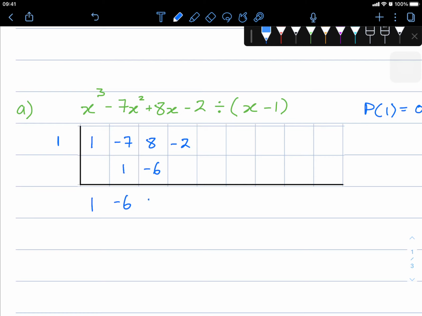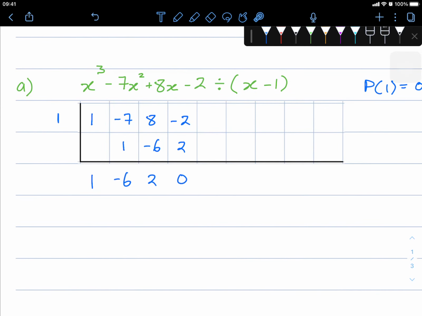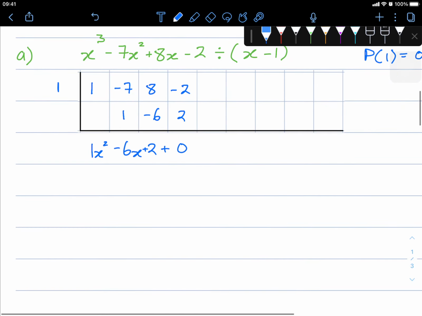That should be positive 2, multiplying, and the remainder of 0. And now, as before, since this is to the power of 3, our division will have one less degree. So x squared minus 6x plus 2 plus 0 over x minus 1. But we don't need to write that because 0 divided by anything is 0.